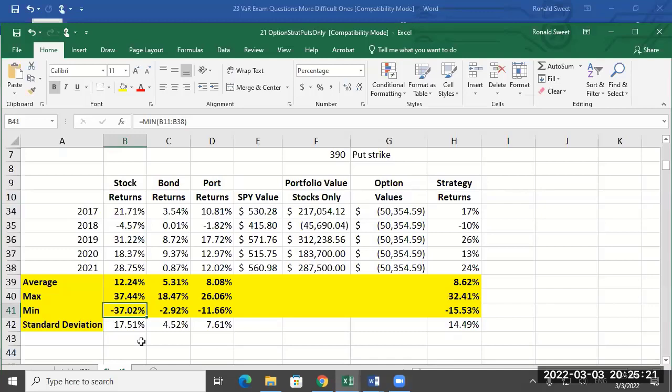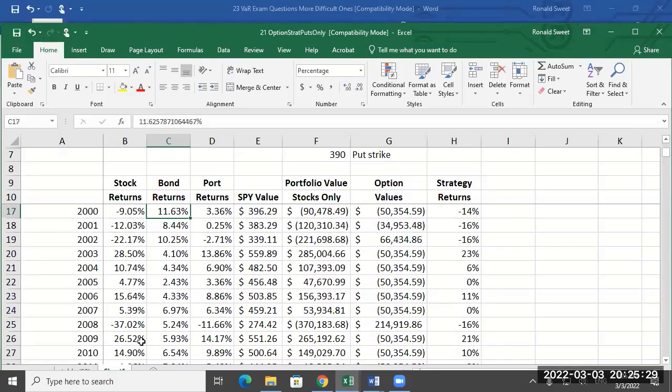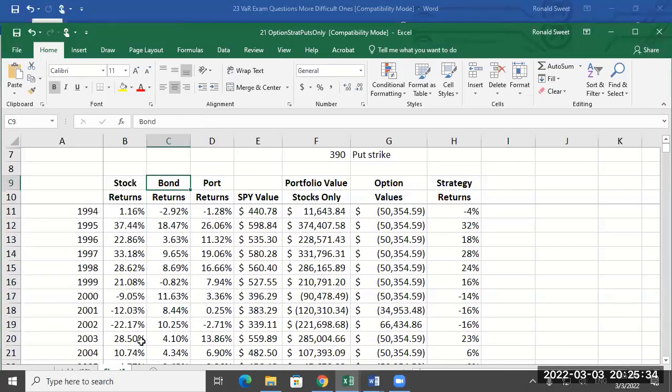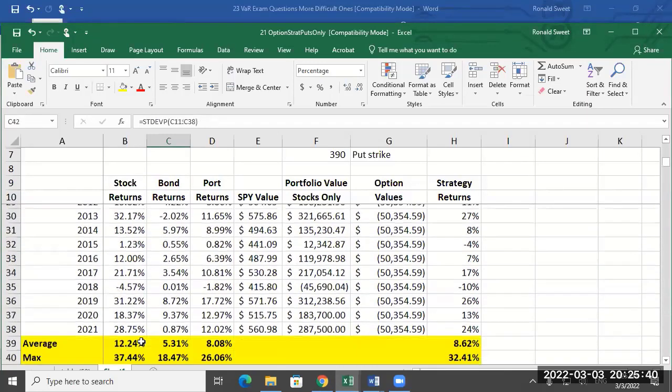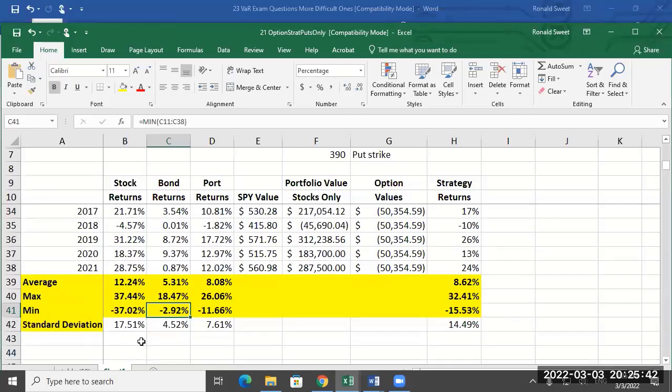2008, maybe. If you'd had a bond portfolio, you would have made 5.31%. Your best year would have been 18. Any guesses where that would have been? Maybe 2005. I mean, 1995. Right after the 94 disaster, 95 came back, 18%. Your minimum, you lost 2%.